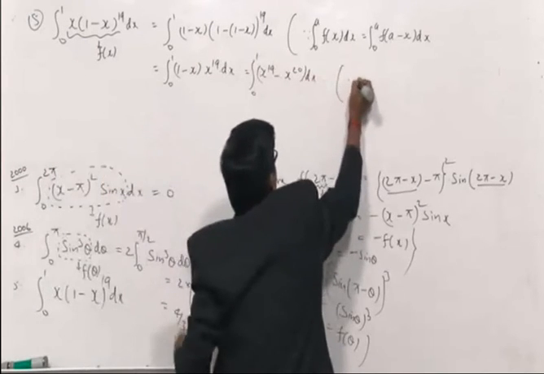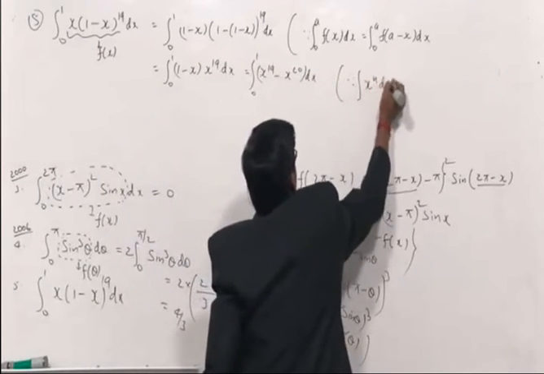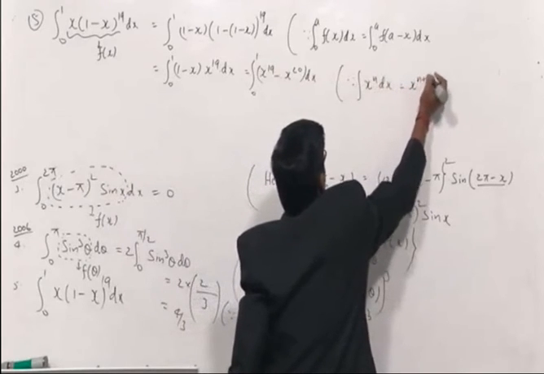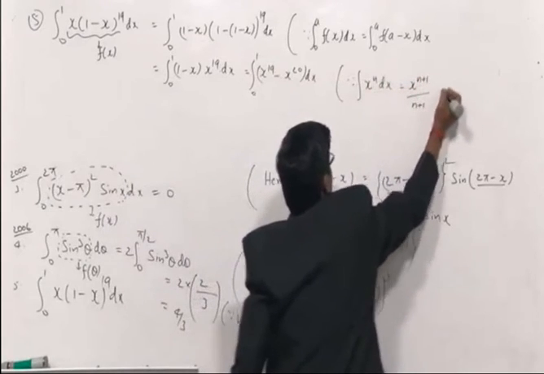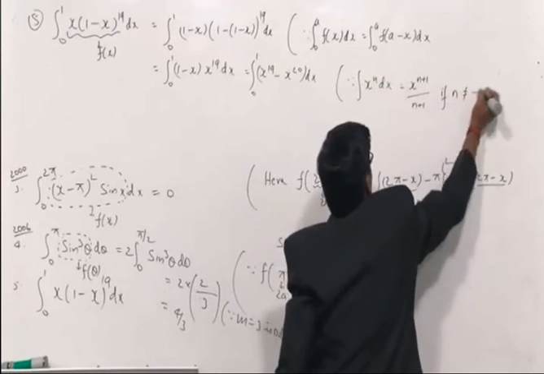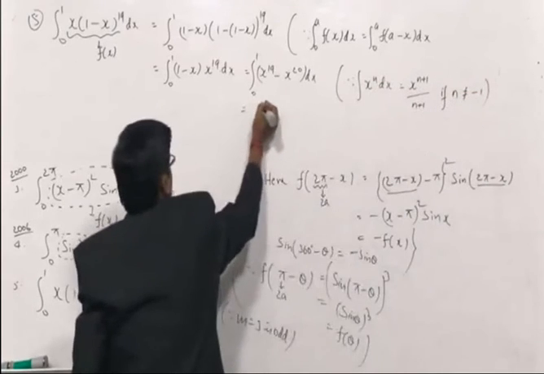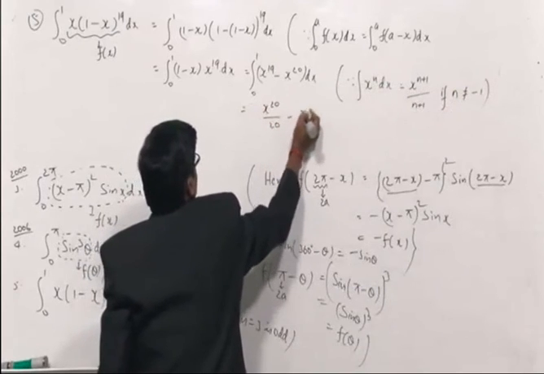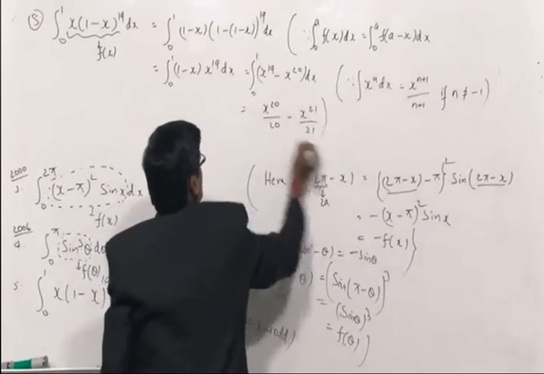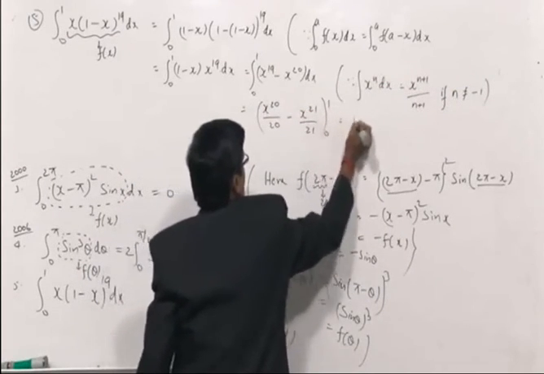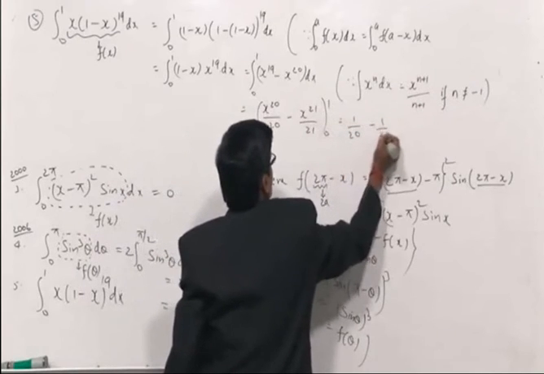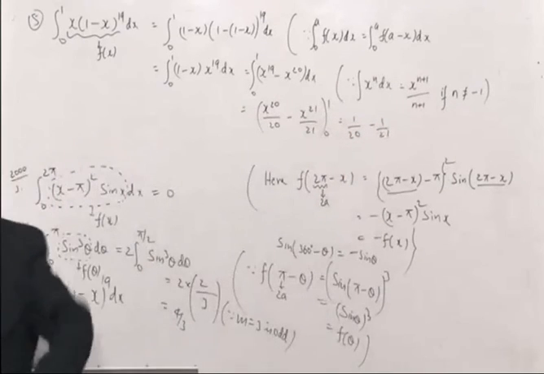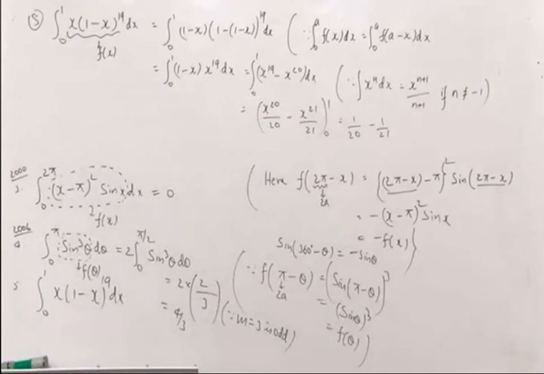So what is the integration of x power n? The integral of x raised to n is x raised to n plus 1 divided by n plus 1, if n is not equal to minus 1. So this simplifies to x power 20 divided by 20 minus x power 21 by 21, with limits 0 to 1, giving 1 by 20 minus 1 by 21. Later you simplify if necessary, according to the options.